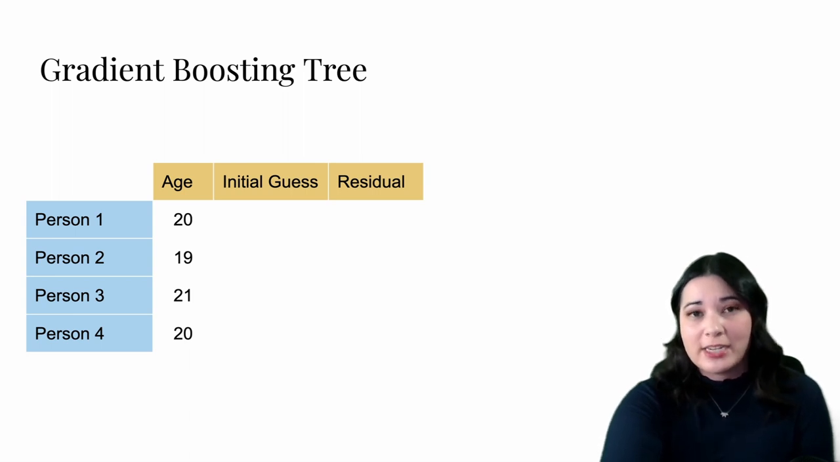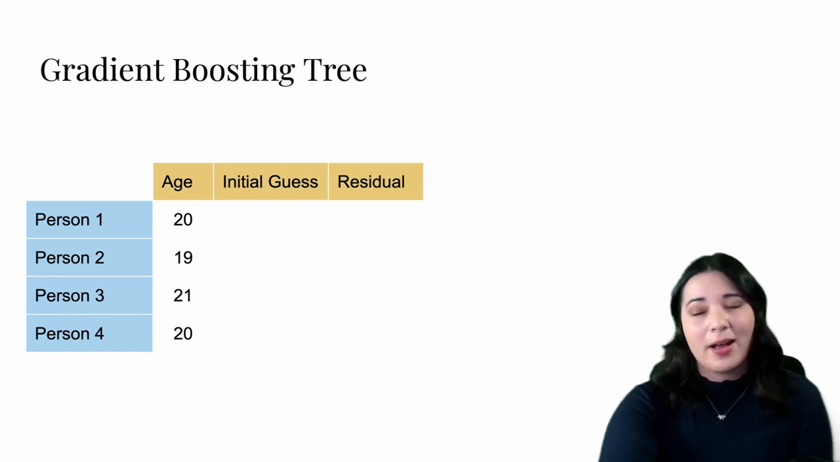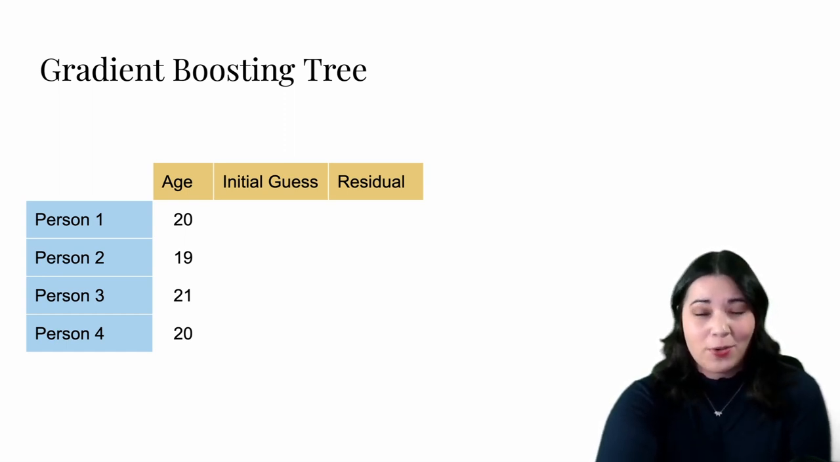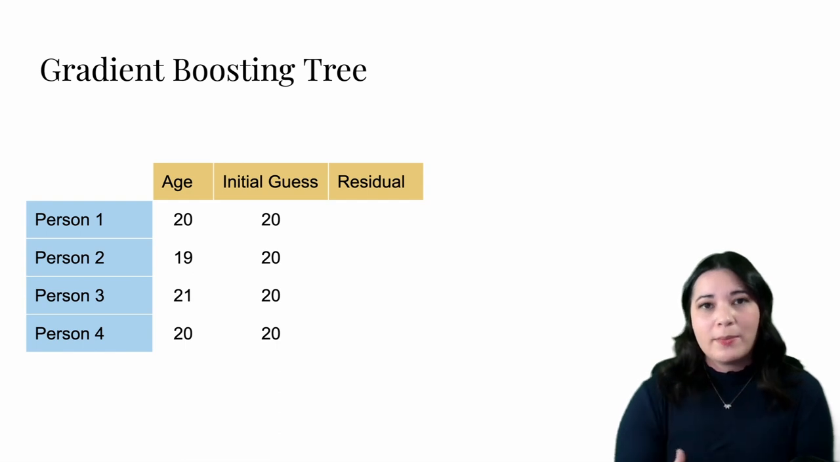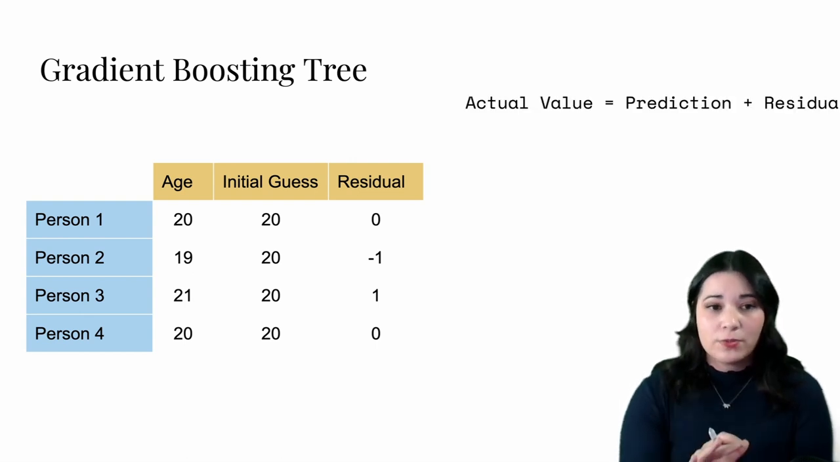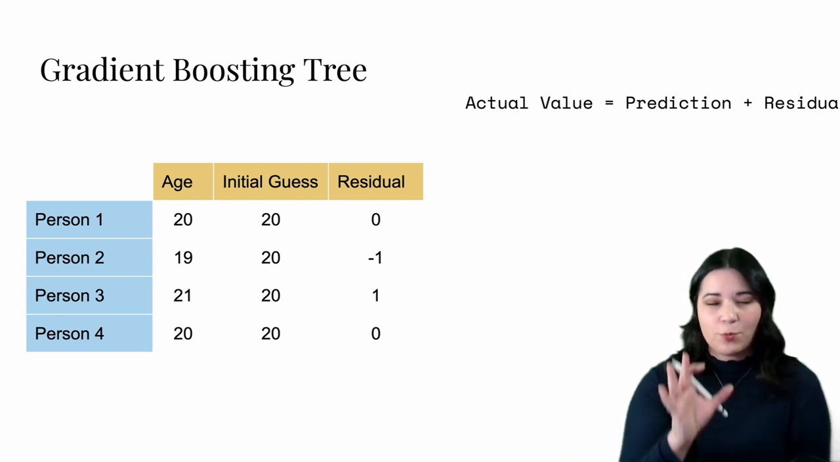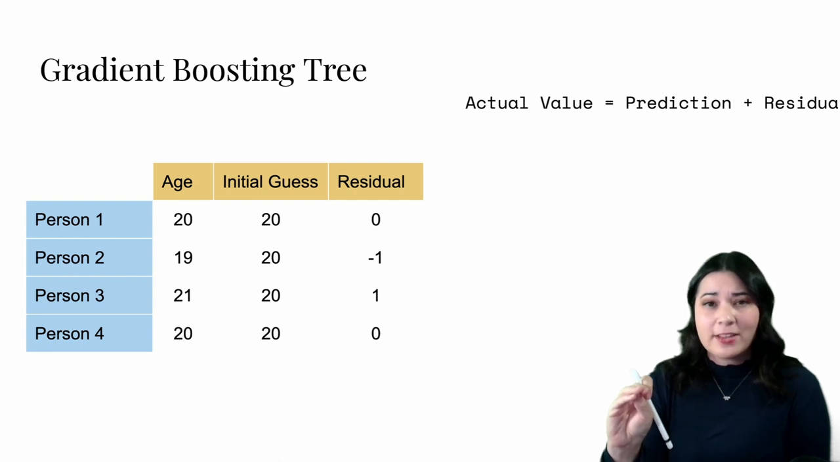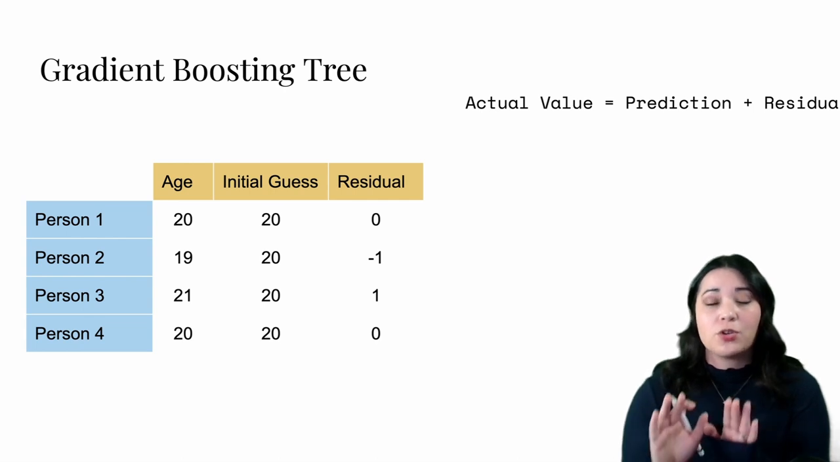Let's say that I'm trying to predict all of your ages, and here's the age of four different people. Maybe my initial guess is just to say, I'm going to predict the average age, because if I don't know anything else about you, that's the best I can do. So for each of you, I predict that you are 20 years old. Well, when I make that prediction, there's a residual or an error, the difference between your actual age and my prediction. So this means that your actual age is equal to the original prediction I made plus whatever the residual is. That means if we have an original prediction and we have something that can predict what that residual is, if we add those two things together, we will get closer to our actual value.